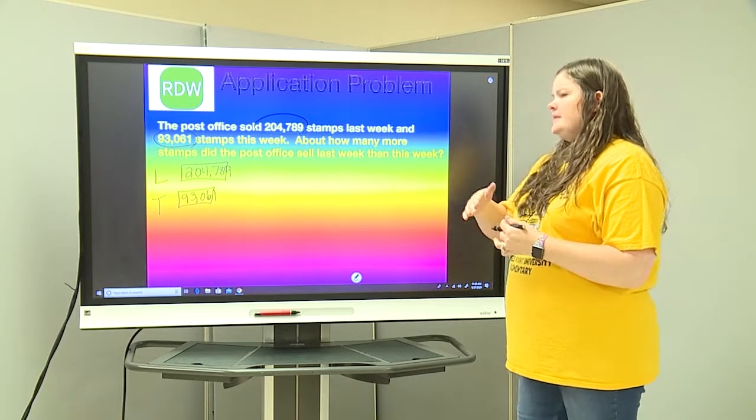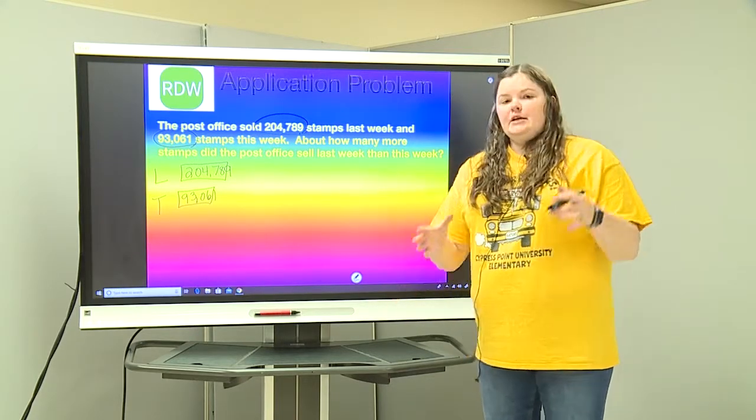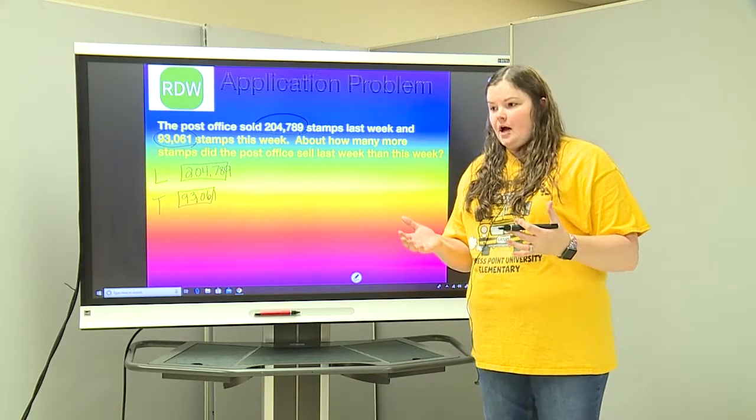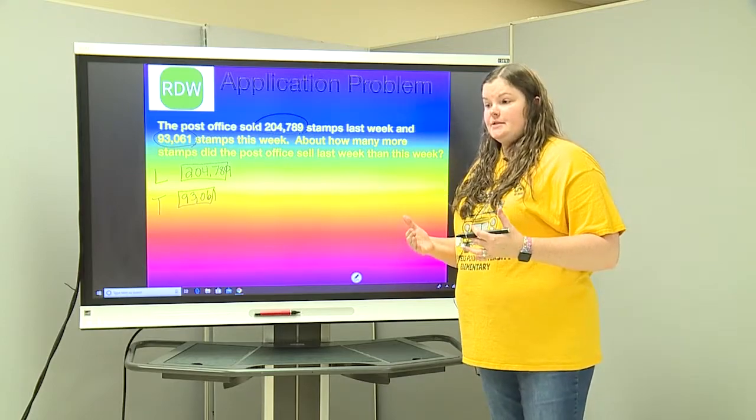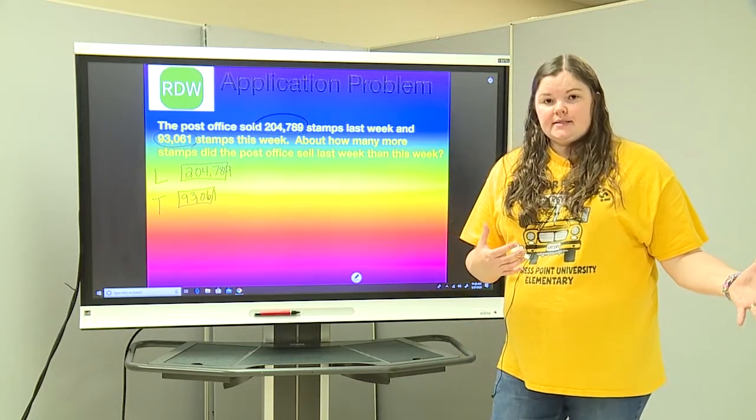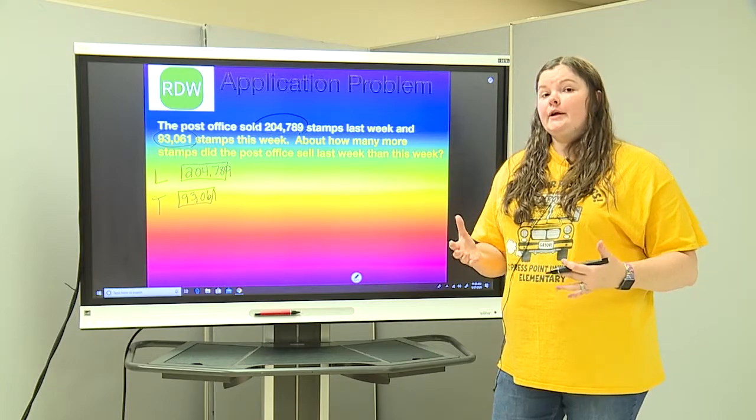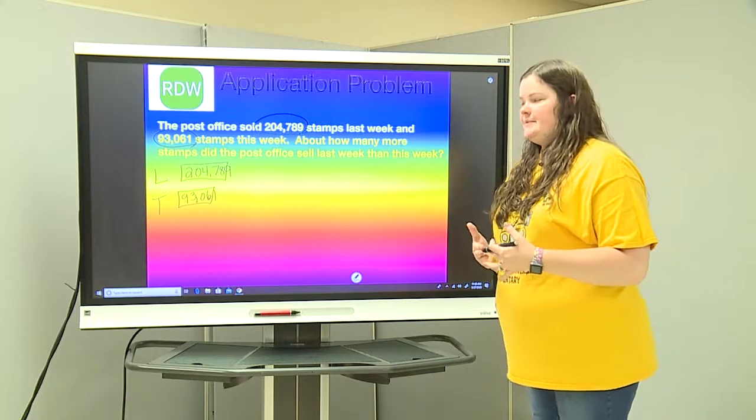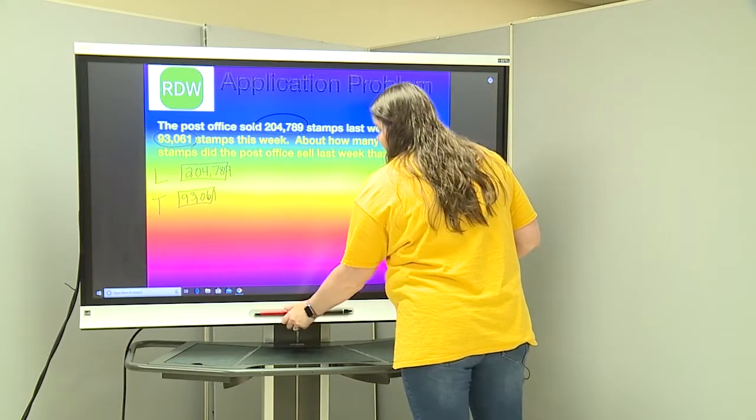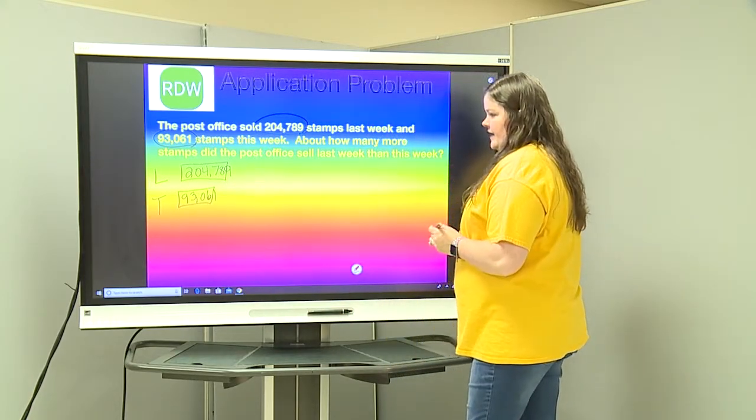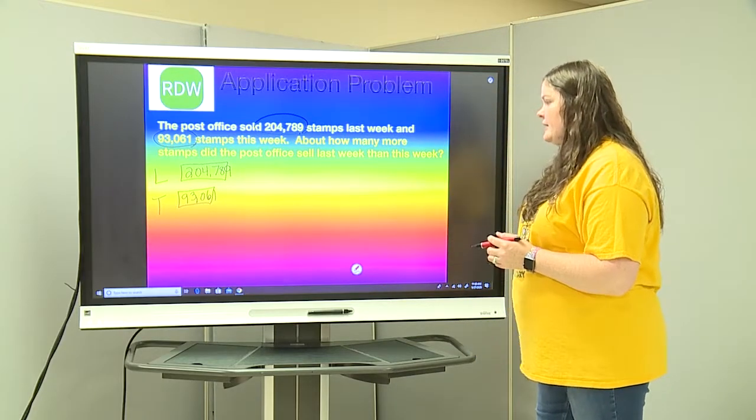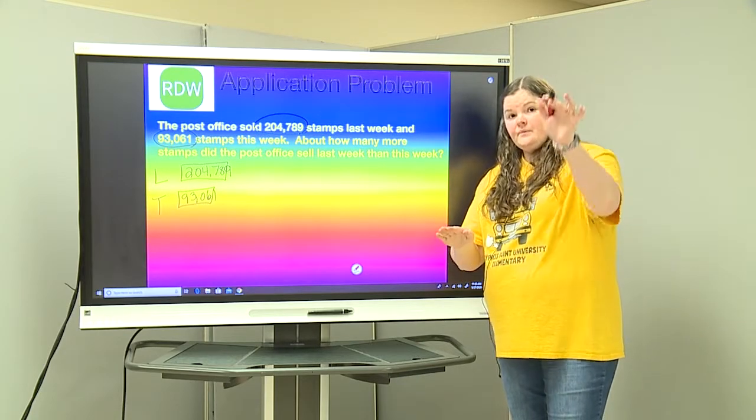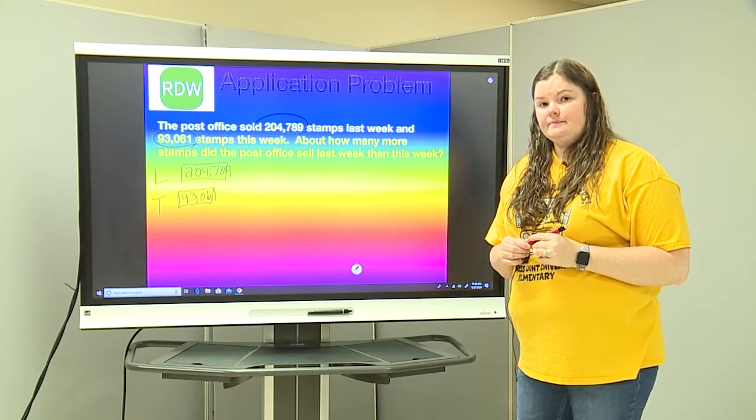So we have a number that's in the hundred thousands, and then we have a number that's in the 10,000s. So we could round them to the 100,000s, or we could round them to the 10,000s. Either one would really work in this particular problem. So let's just do the 100,000s place, okay? So let's look at the top number for last week. They had 204,789. Now, thinking in your head, is that going to be closer to 200,000 or 300,000?